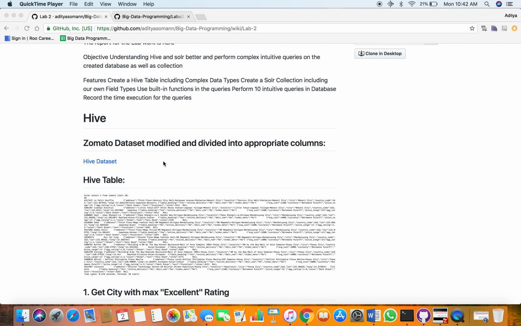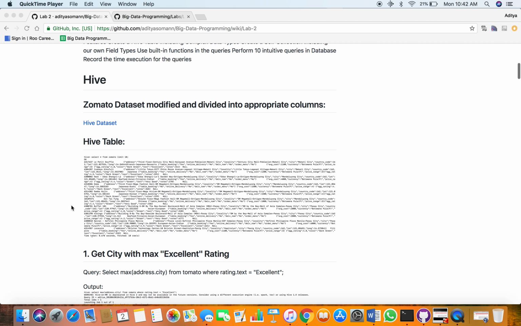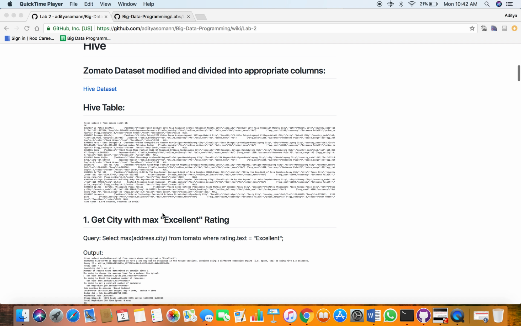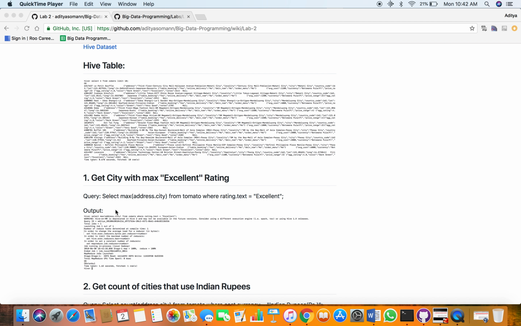The data set was modified and divided into appropriate columns for Hive. You can find the updated data sets over here. This is the Hive table created. Now let's move on to the different queries. Query 1 was to get the city with the excellent ratings. So this is the output created.